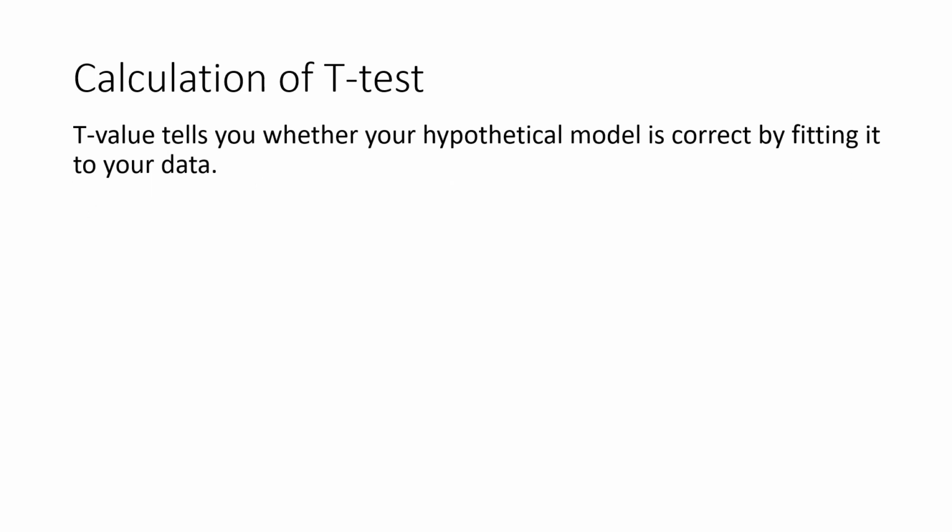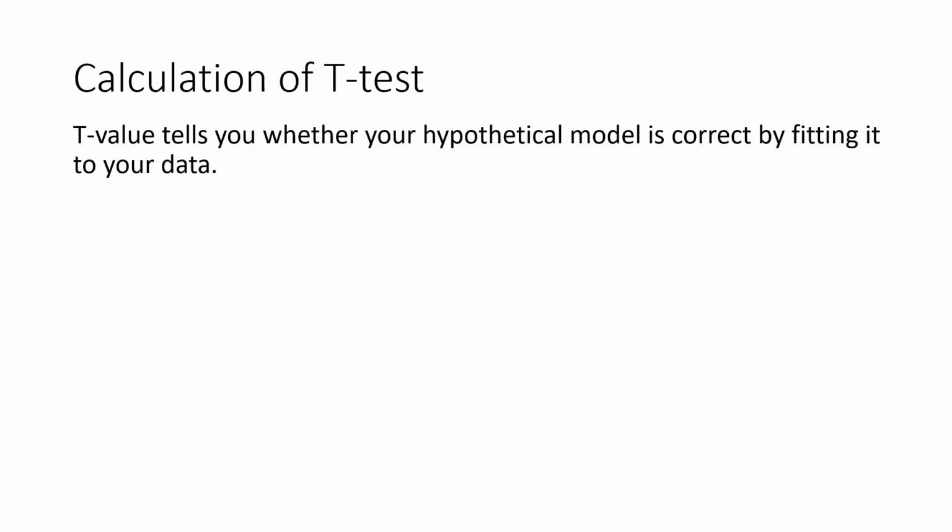So, how do we know whether to accept or reject the null hypothesis based on running a t-test? Well, what t-test does is to calculate a t-value, which tells you whether your hypothetical model is good or not by fitting it to your data. If your hypothetical model is good, you will reject the null hypothesis and conclude that there is a significant effect of your independent variable on your dependent variable.